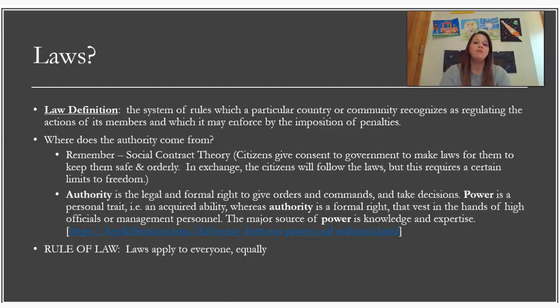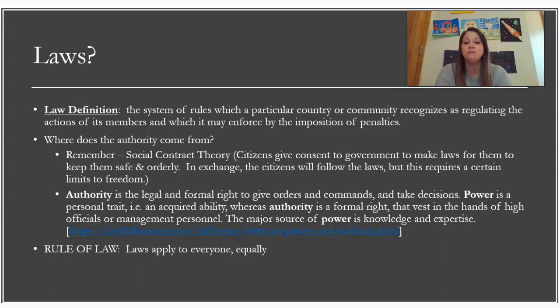So where does this authority come from exactly? Hopefully you guys remember the social contract theory that was first developed by who? I'll wait. Yes, that's it, John Locke. Very good. That's where citizens are going to give consent to the government to make laws for them, to rule over them. And that's going to provide safety and an orderly environment. In exchange, the contract, the citizens will agree to follow those laws that the government makes for them, and the citizens vote in those politicians that are going to make the laws, but it requires a certain limit to their freedom.